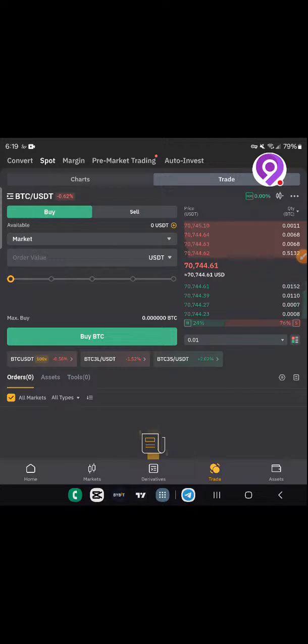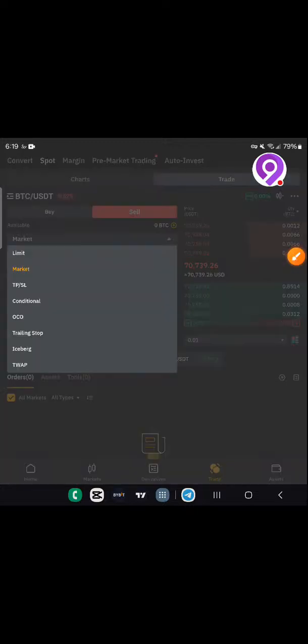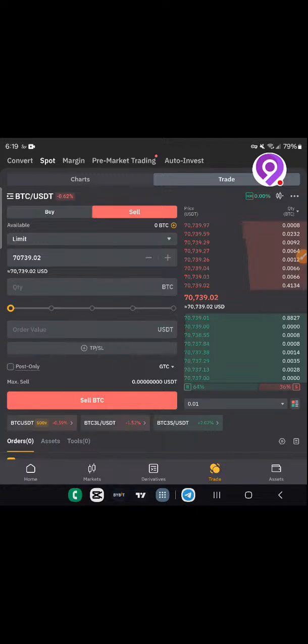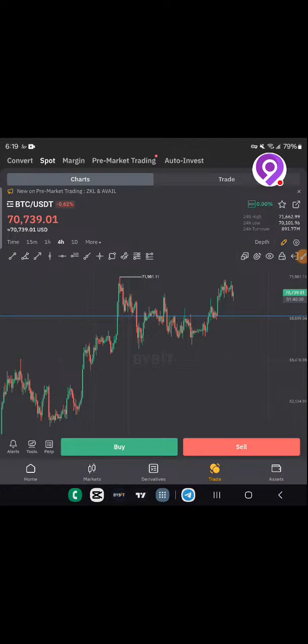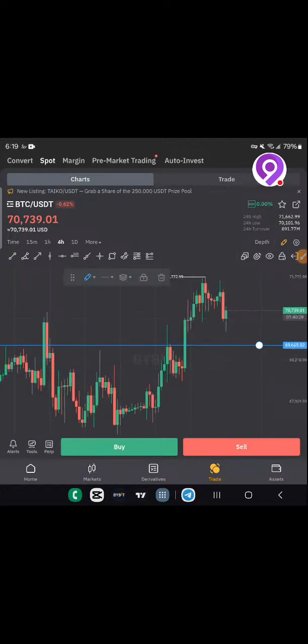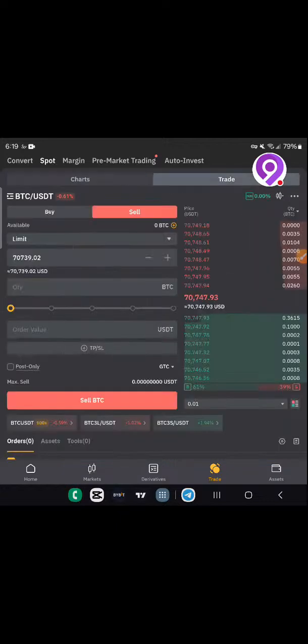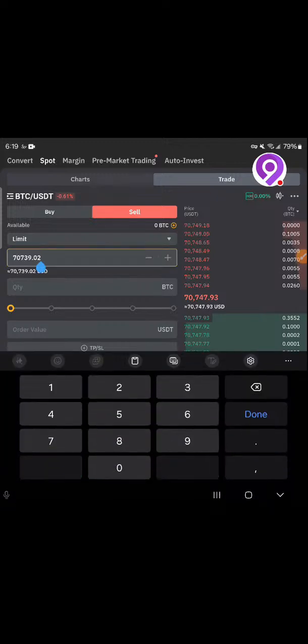Then you can also set limit order for your sell. Just click on this. Okay, carry out the same process. So here you will select limit order. So at what price do you want to sell BTC? Go back to your charts. Then if you buy at 69,655, if you buy at that price, then maybe you want to sell at 71,610. Come back to your trade.